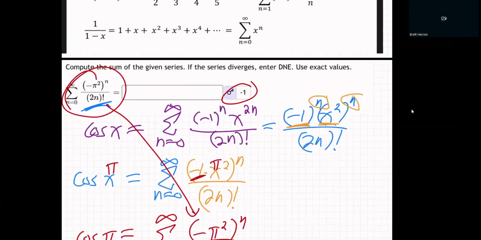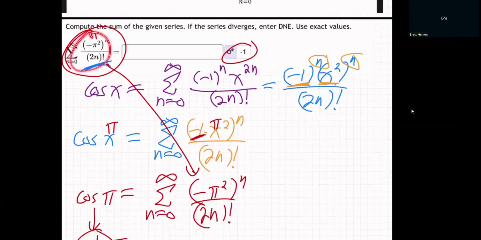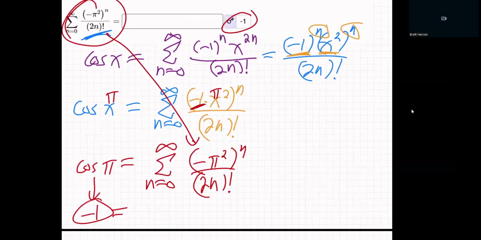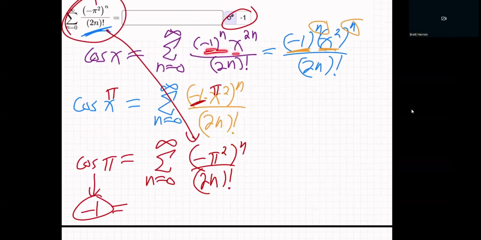That's the answer. So that's how we figured it out. We just recognize this on our list here and go, oh, it's that one. It's cosine. But then we had to adjust it, do a little fiddling up here, and it got exactly the same right here when we plugged in pi for x in both spots. Cosine of pi, negative 1. So recognize the Taylor series. There we go.